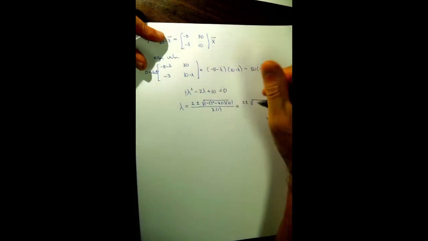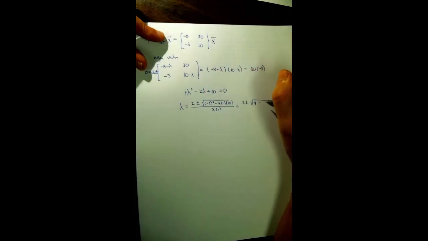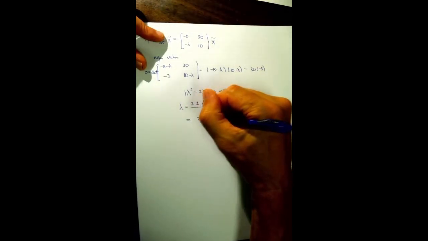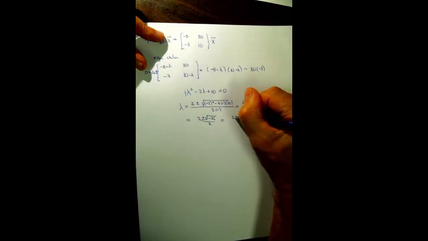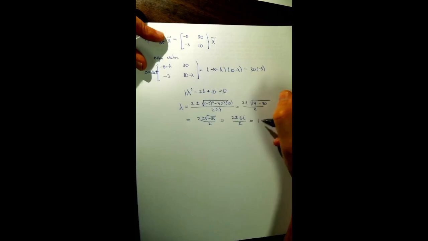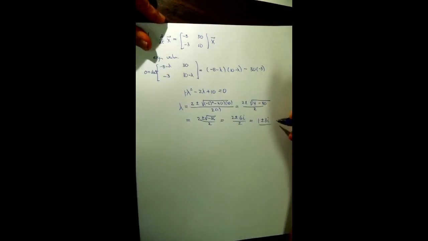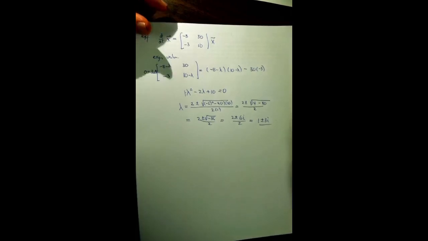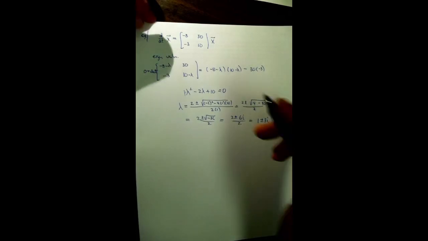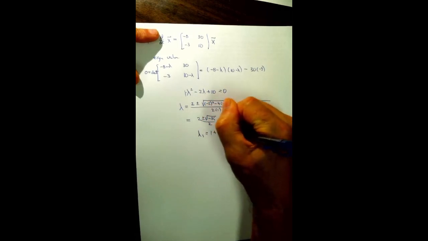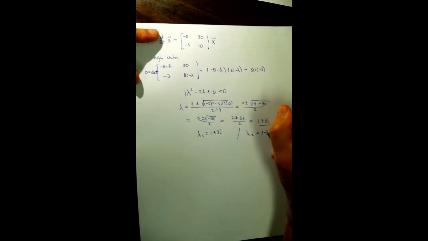2 plus or minus 2 squared is 4, minus 4 times 10 is 40, over 2. So this becomes 2 plus or minus square root of minus 36 over 2, which is 2 plus or minus 6i over 2. So I get 1 plus or minus 3i. Now, a week or so ago, you would have been very upset over that, but now you know it's not a big deal. You just treat it like regular numbers and just be careful and work through it slowly. So I'm going to say lambda 1 is 1 plus 3i. Lambda 2 is 1 minus 3i.